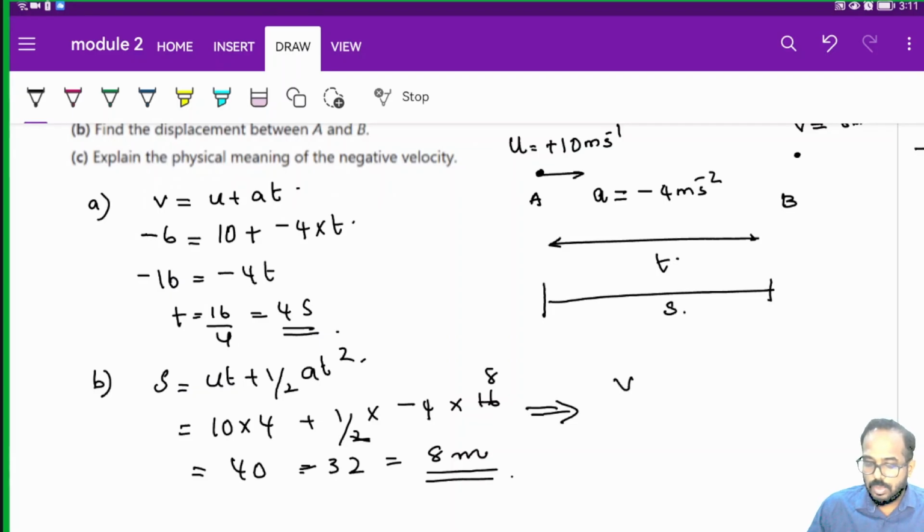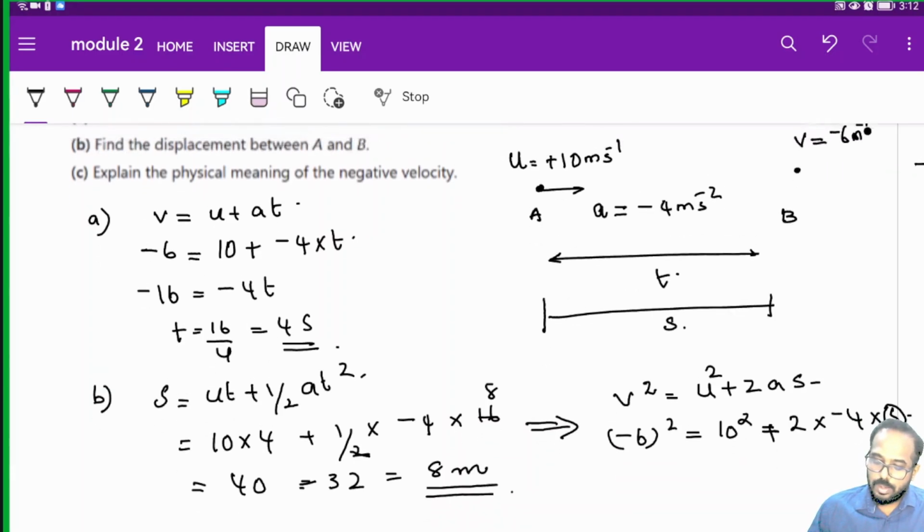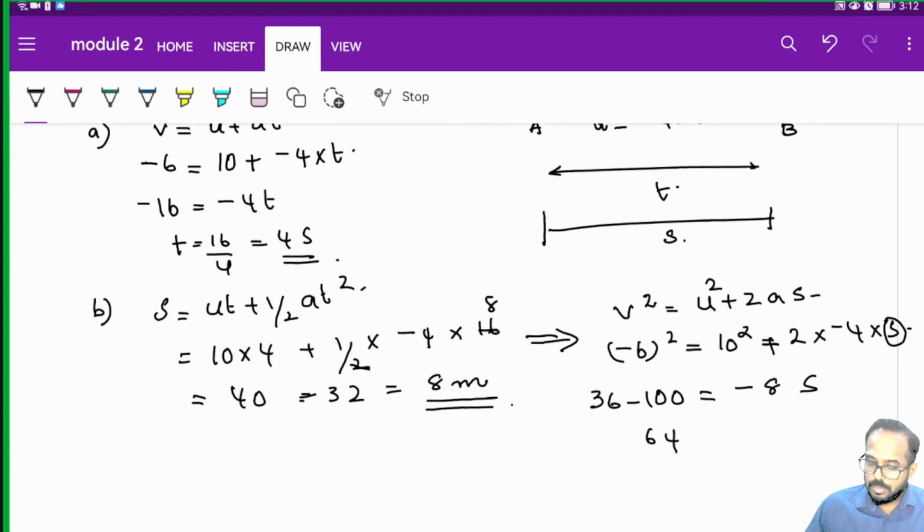So you check with the third equation, v square is equal to u square plus 2as, right? This is the equation. You have the values for v, final v is minus 6. The whole square equal to 10 square plus 2 into a, which is minus 4, into s. You solve for s from this equation. So 36 minus 100 equal to minus 8s. So minus 64 equal to minus 8s. s is equal to what? 64 by 8, which is equal to 8 meters. You're getting the same answer, right?